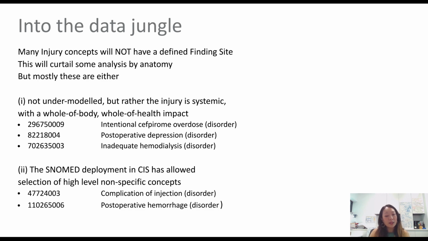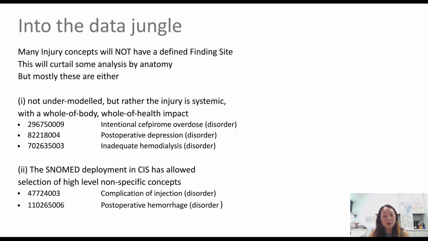So when we had a look at these, we realized that many injuries did not have a defined finding site, and so this curtailed some analysis by anatomy. Most of these were either not necessarily under-modelled, but rather the injury was systemic as a whole of body, whole of health impact, so overdoses and depression and things like that.